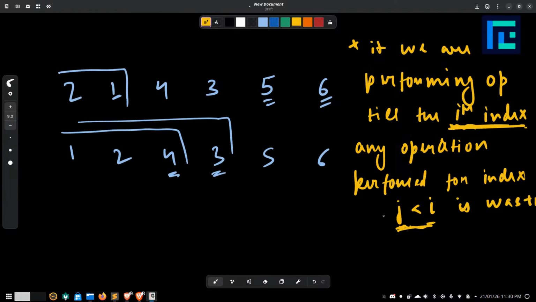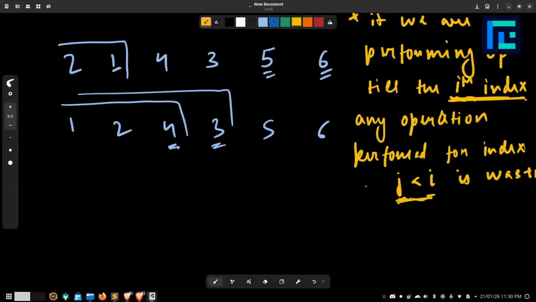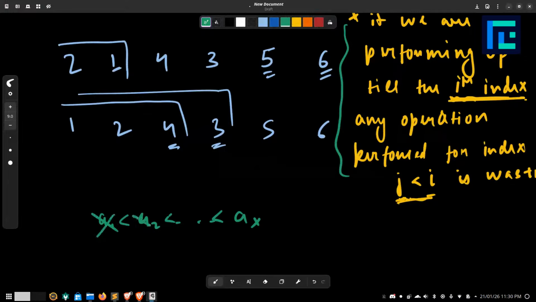So instead of performing two operations on the jth and the ith index, we could perform only a single operation on the ith index, and the result would be the same for both the cases. So it is more optimal to perform the operation on the higher index. Let's say that I'm performing operations on the indexes a1, a2 till ax, and the order of these indexes is this. Because of this observation, we don't need to perform the operations on these indexes, and only performing the operation on the ax index would be sufficient.